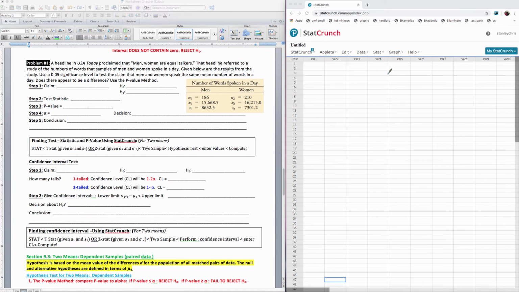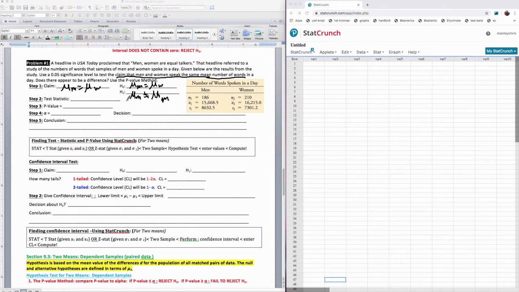So men and women are equal talkers. Here's your claim that men have the same mean number of words. So the mean of the men is equal to the mean of the women. That's our claim. So whenever the claim is an equal, it's our null, it's going to be an equal. And the test is trying to find evidence that they're somehow different.